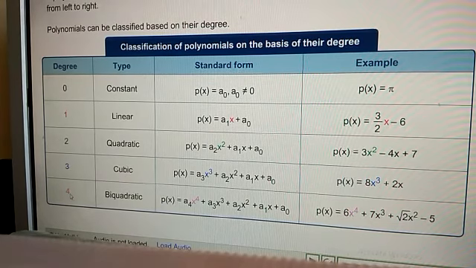Then the last example, the degree of the polynomial is 4. So the highest power is 4, so the degree is 4. It is called a biquadratic polynomial.